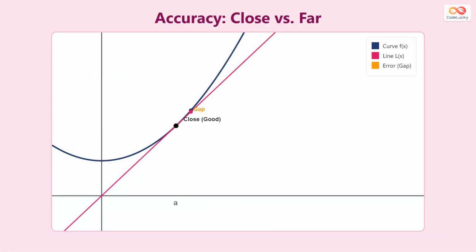There is a catch, however. This estimation only works well when we stay close to our center point. As you can see on this graph, near the dot, the gap between the line and the curve is tiny. But as we move further away to the right, the gap gets huge. The further you go from a, the worse your estimate becomes.